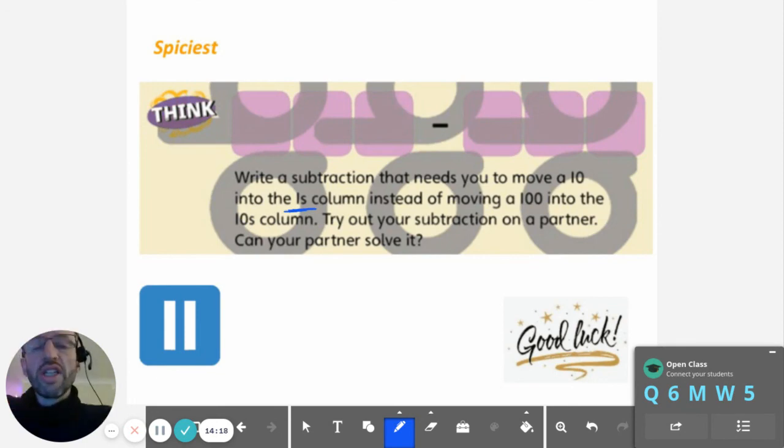So, decomposition, or moving something from the tens into the ones, where you have to have that happening. All today we've been doing decomposition from the hundreds into the tens, because we needed more in the tens column, but this puzzle is asking you to think of a subtraction where you need to move something from the tens column into the ones column.